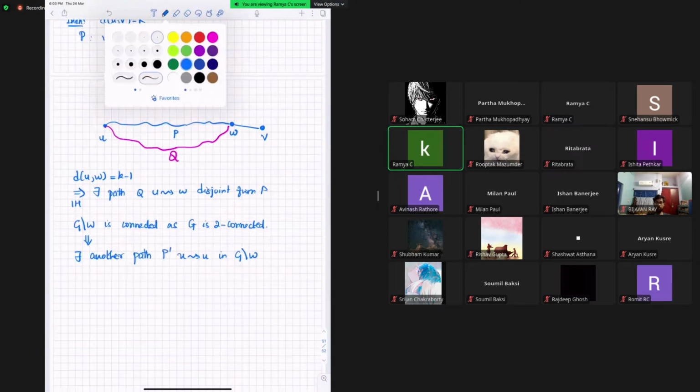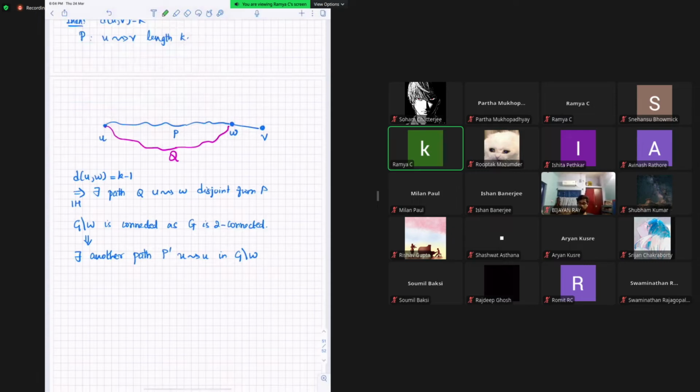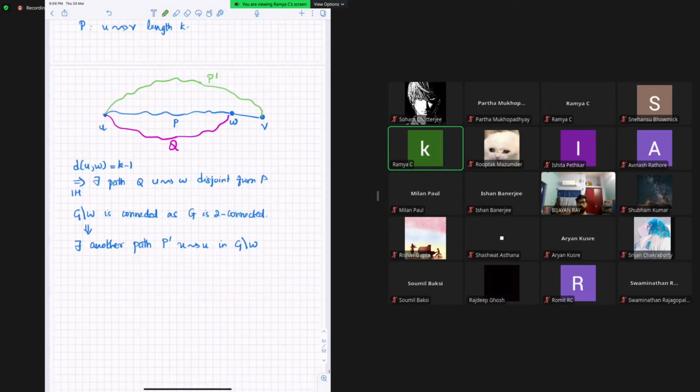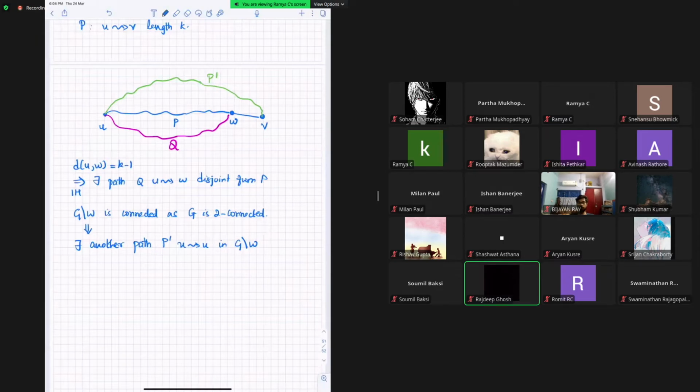You know nothing about how this path will be. So let me use a different color for this. Hope this green will be visible. So now I'm going to draw the path P prime. Let's say this is the nice case: P prime is like this. Remember that I don't know how P prime will look like. I'm just trying to judge, suppose this is the case. Now, what are the two disjoint paths?